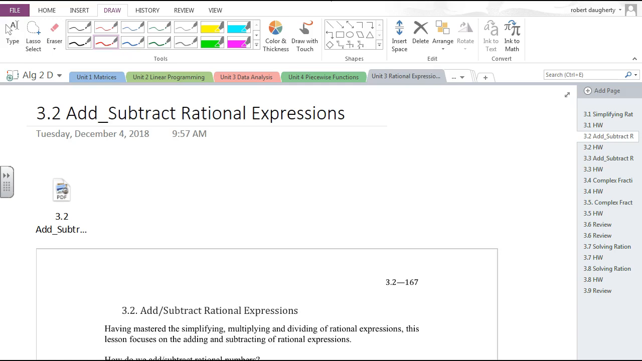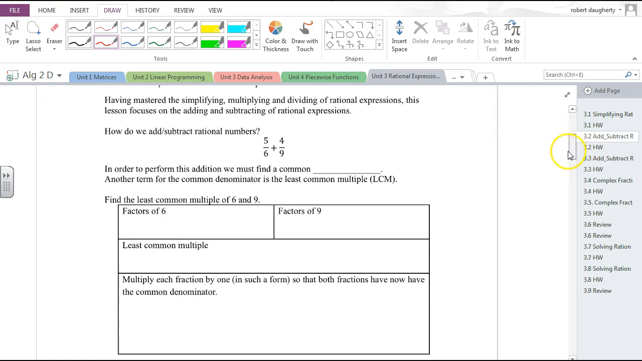So we're going to spend a couple of days on adding and subtracting rational expressions. What we did last time was simplifying expressions and multiplying, dividing. When you see a division, your goal is to do what? Change it to multiplication right away, okay? How do you change a division problem to a multiplication? Yeah, dividing by a fraction is the same as multiplying by its reciprocal, okay?